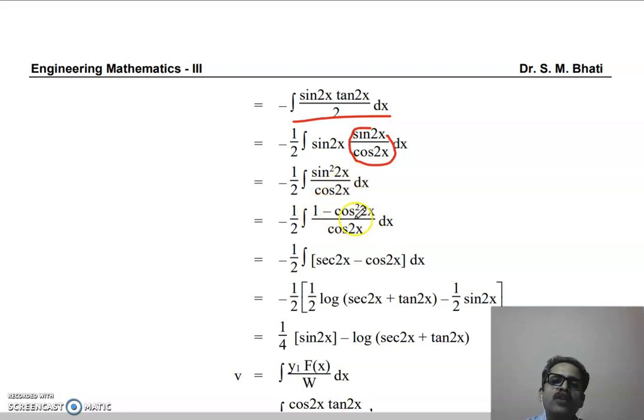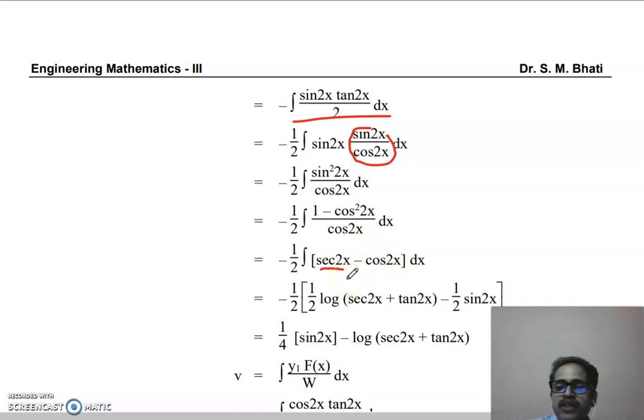That means 1 minus cos square 2x. Then you take term wise division. You know that (a minus b) divided by c is a by c minus b by c. Apply the simple formula. You will find 1 by cos 2x, and you know 1 by cos 2x is sec 2x. The second term will carry a minus sign, and cos square 2x divided by cos 2x becomes simply cos 2x.